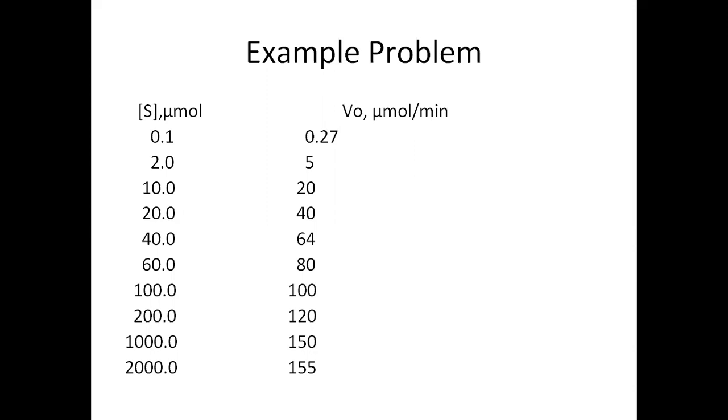155 divided by 2 is just under 80. So I will round off to 80 because it is a velocity that is present on the graph. And the substrate value at 80 micromoles per minute corresponds to 60 micromoles of substrate. From the graph, I had estimated this value at 100 micromoles, so these two numbers seem to support each other.